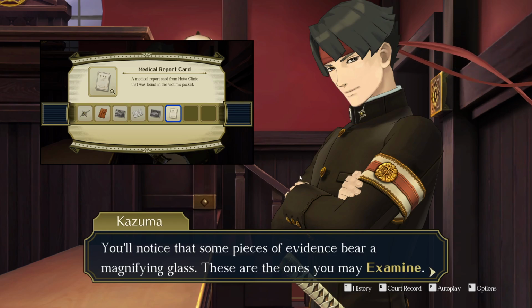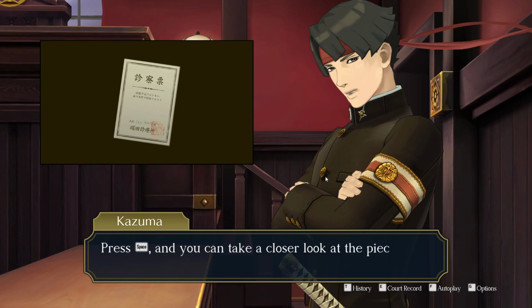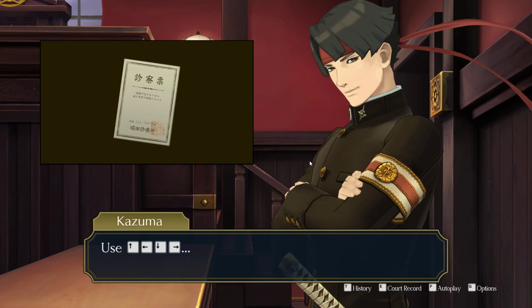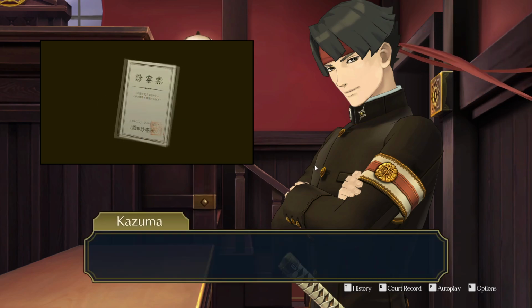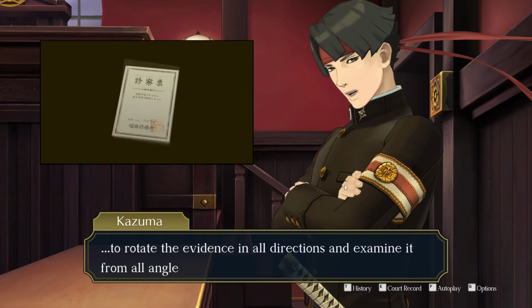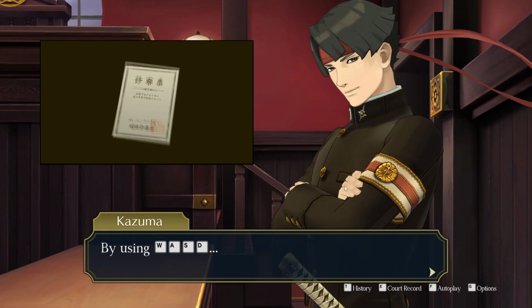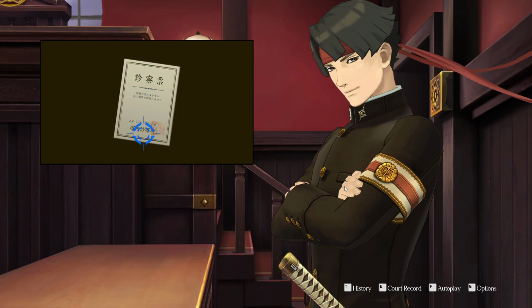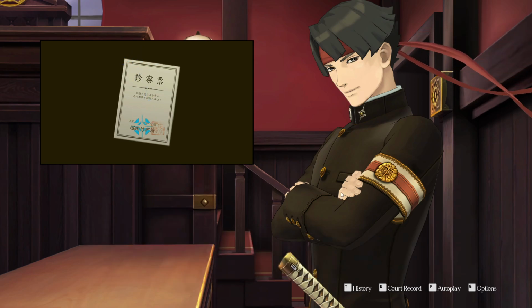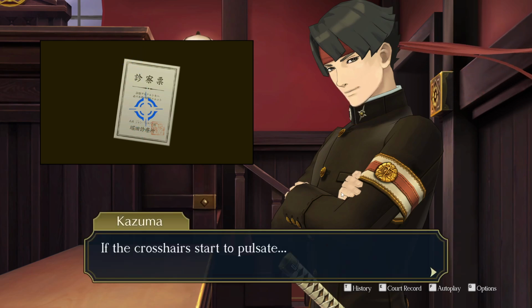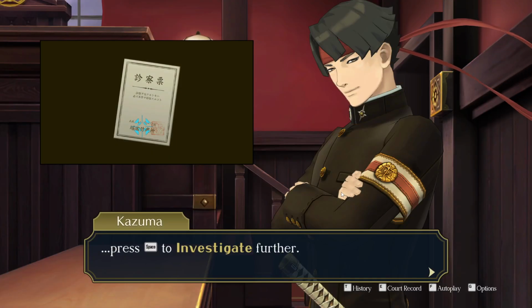You'll notice that some pieces of evidence bear a magnifying glass. Those are the ones you can examine. Press space and you can take a closer look at the piece in question. Use the arrow keys to rotate the evidence in all directions and examine it from all angles. By using W, A, S and D, you can move the crosshairs around to hunt for clues that may have been missed before. If the crosshairs start to pulsate, press space to investigate further.